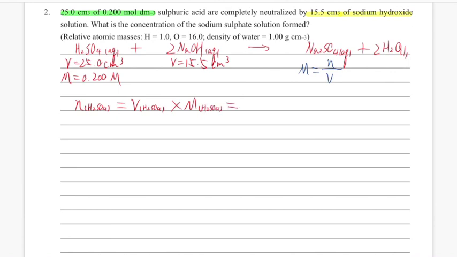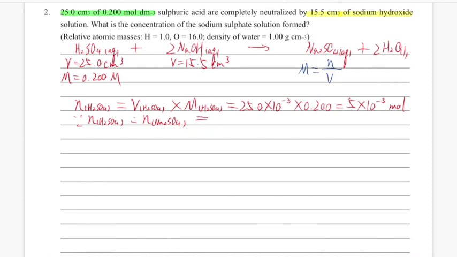and then substitute the numbers in. So 25 times 10 to the power of minus 3 multiplied by 0.200, okay, which will give you 5 times 10 to the power of minus 3 mole. Okay, so here we can use the molar ratio given in the equation. So the mole ratio between sulfuric acid and the one that we want to work out, which is sodium sulfate.